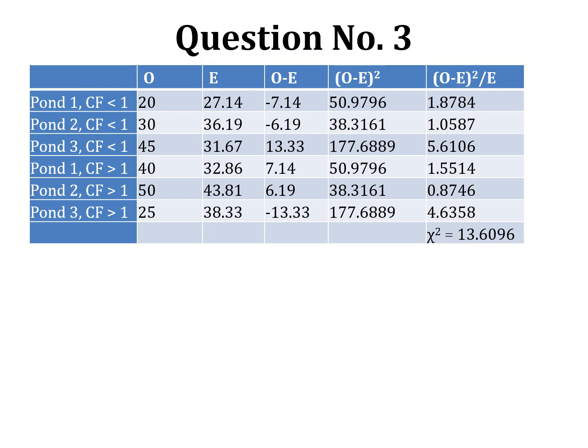So first we have 50.9796 divided by 27.14, which belongs to the class of fish which are condition factor less than 1 present in pond number 1. And the answer is 1.8784. Then we have the answer 1.0587, then 5.6106, then 1.5514, then 0.8746, and then 4.6358. And our calculation for the chi-square is 13.6096.